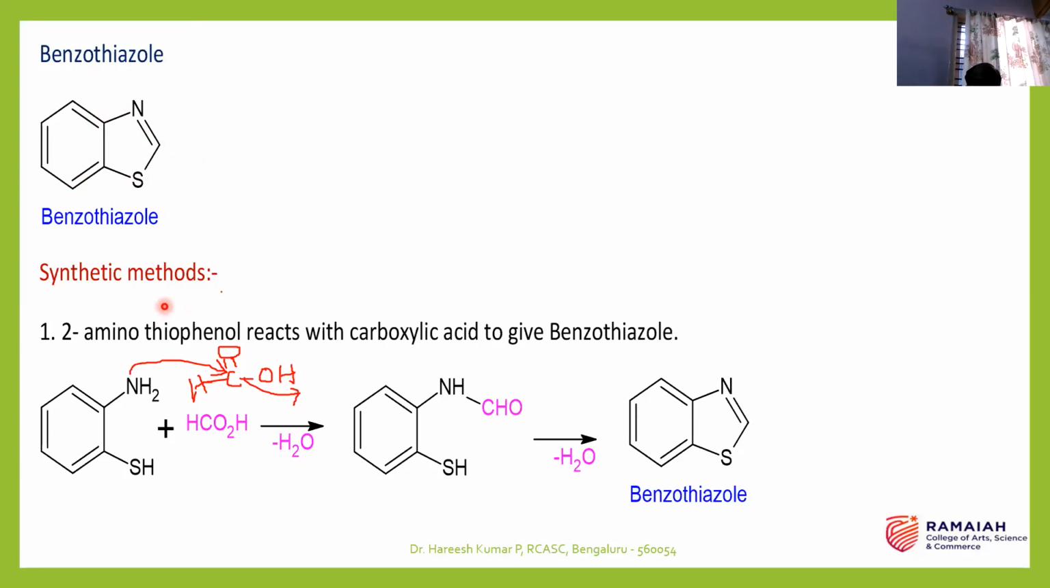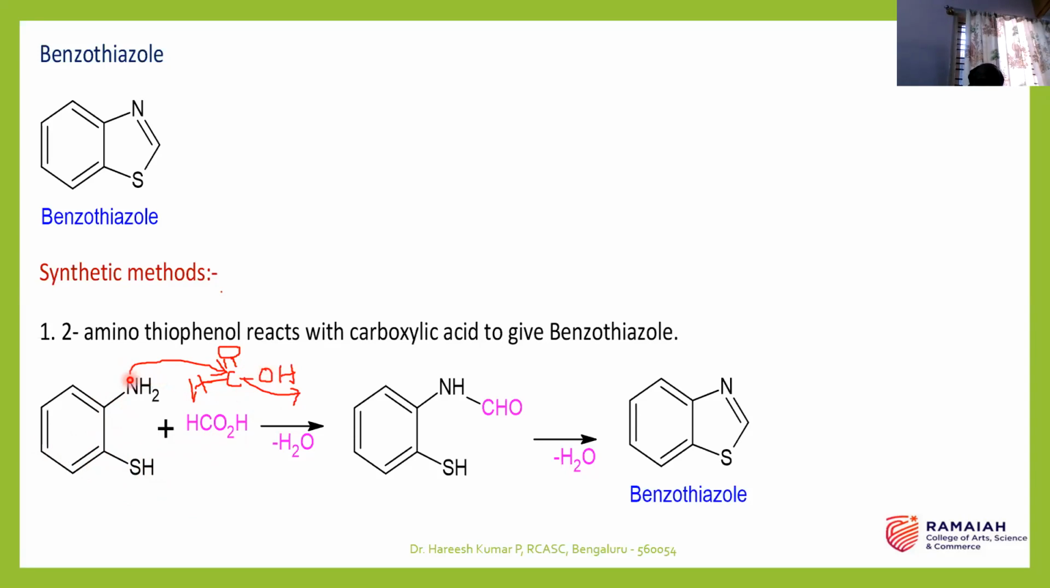Then if you are looking at the synthesis part, it is possible to synthesize benzothiazole starting with amino phenol mercaptan, more particularly aminophenyl mercaptan. Mercaptan means a compound containing an SH group. When this is treated with formic acid, HCOOH, we can also write it like this.